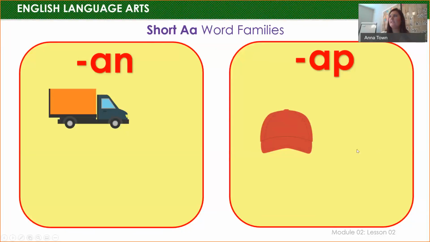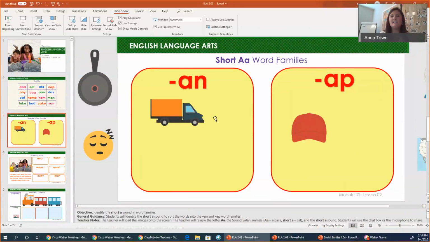Now, boys and girls, we're going to take a look at some pictures and we're going to place them in short A word families. A short A word family ends with AN, or it could end with AP. For example, van has a consonant before the AN. That's an AN word family. Here, this is an AP word family. It has a consonant before the AP, C-A-P. Cap. Cap is an AP word family.